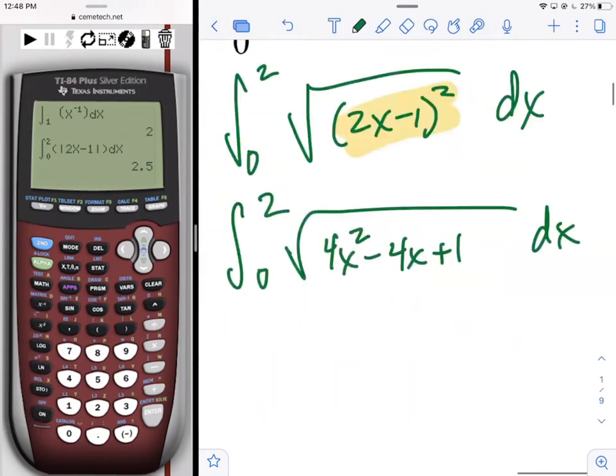Now, does that help me? Can I find the antiderivative of that? It's all to the 1/2 power. I can't really expand anything to the, no, now I'm stuck, right?